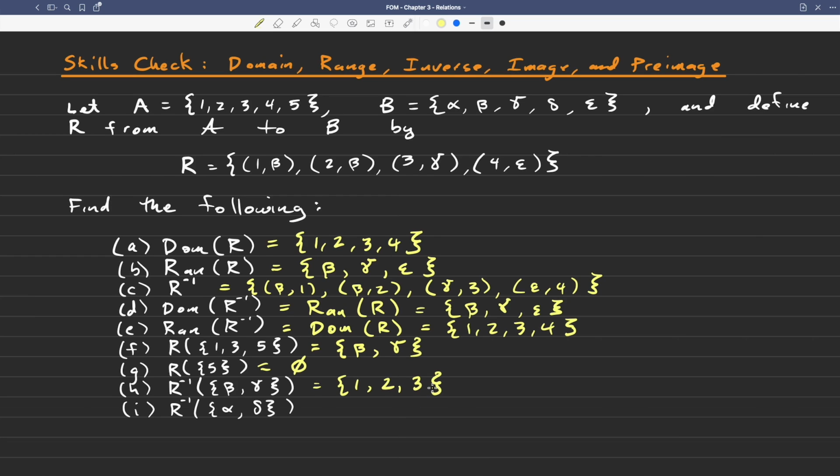And then the preimage of {alpha, delta}. So what's getting paired with alpha? What first component gets paired with alpha as a second component? Well, I don't see alpha appearing as a second component anywhere, so I don't get anything from alpha. And also, I don't see delta is paired with anything. So the preimage of {alpha, delta} is nothing, the empty set. Nothing gets paired with alpha or delta in that original relation.